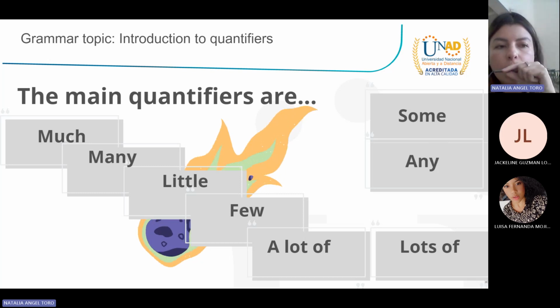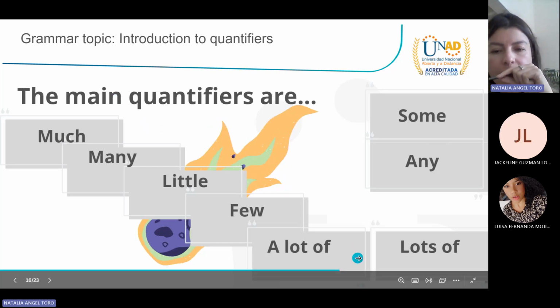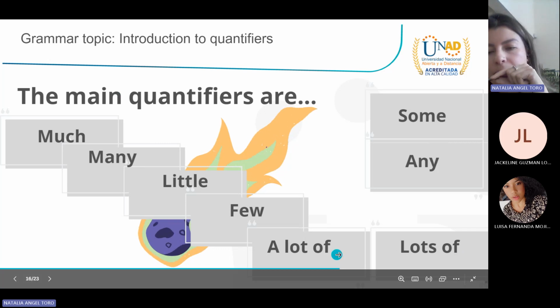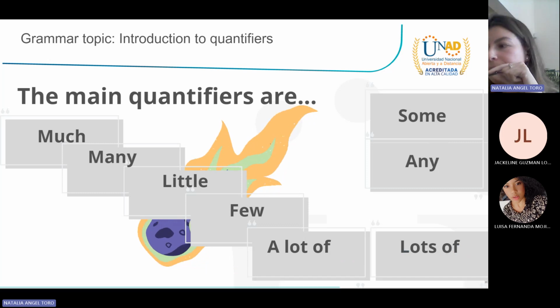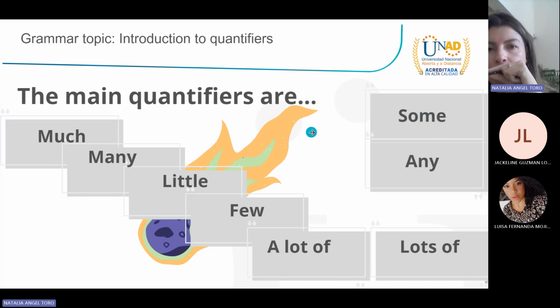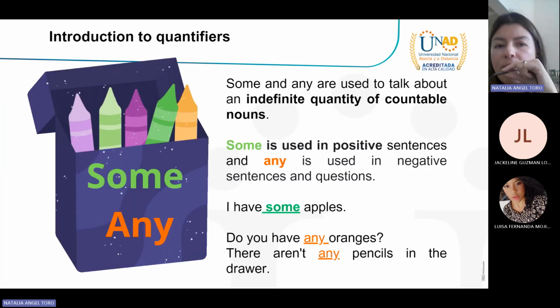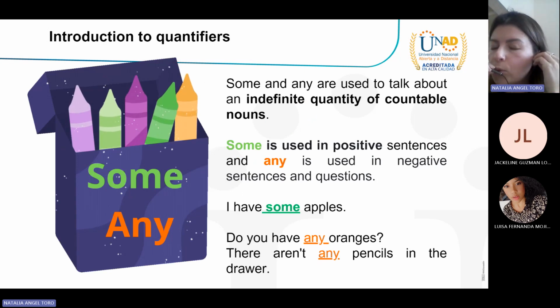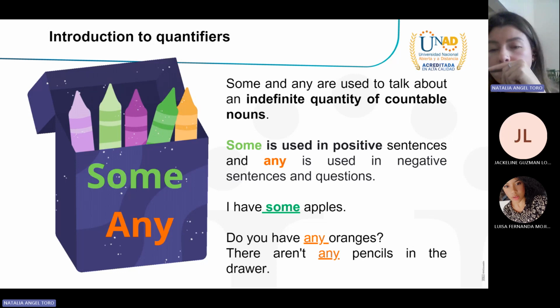So, those ones are the main quantifiers. And as I already said, a lot of is the same as lots of, kind of an informal quantifier. And some and any, those ones are quantifiers also. I know we saw those last week because they belong to the last topic, but it's important to remember that some and any are also quantifiers and help us to express a quantity too.